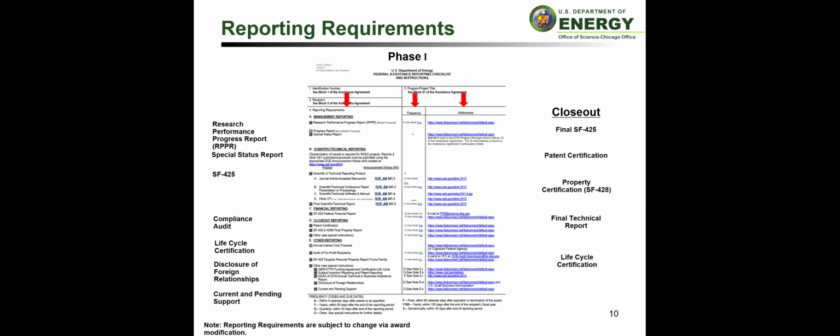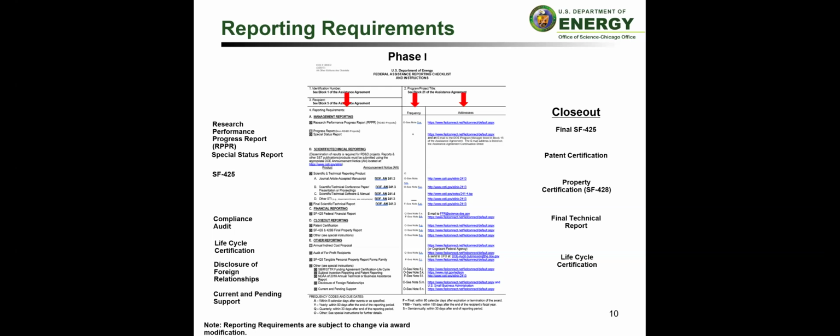A compliance audit is required for those companies that expend $1 million in DOE funds. So it's not $1 million of DOE award value, it's the actual expenditure of DOE funds. And that dollar value changed from $750,000 to $1 million October 1st of 2024. So that is the requirement in these new phase 1 awards.